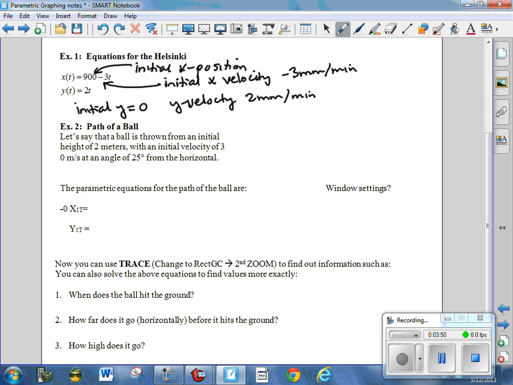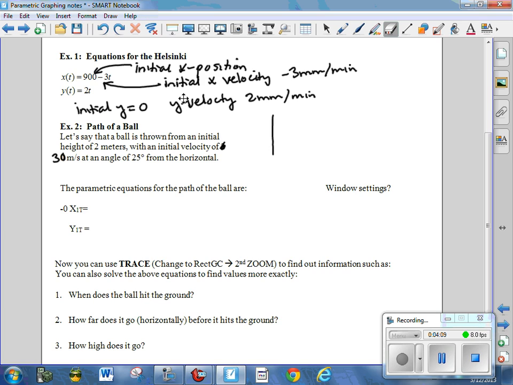So let's look at one where we have something thrown into the air now. We have a ball. It's going to be thrown from an initial height of 2 meters with an initial velocity, and this is supposed to be 30 meters per second. Somehow the 3 and the 0 got separated here. 30 meters per second at an angle of 25 degrees from the horizontal.